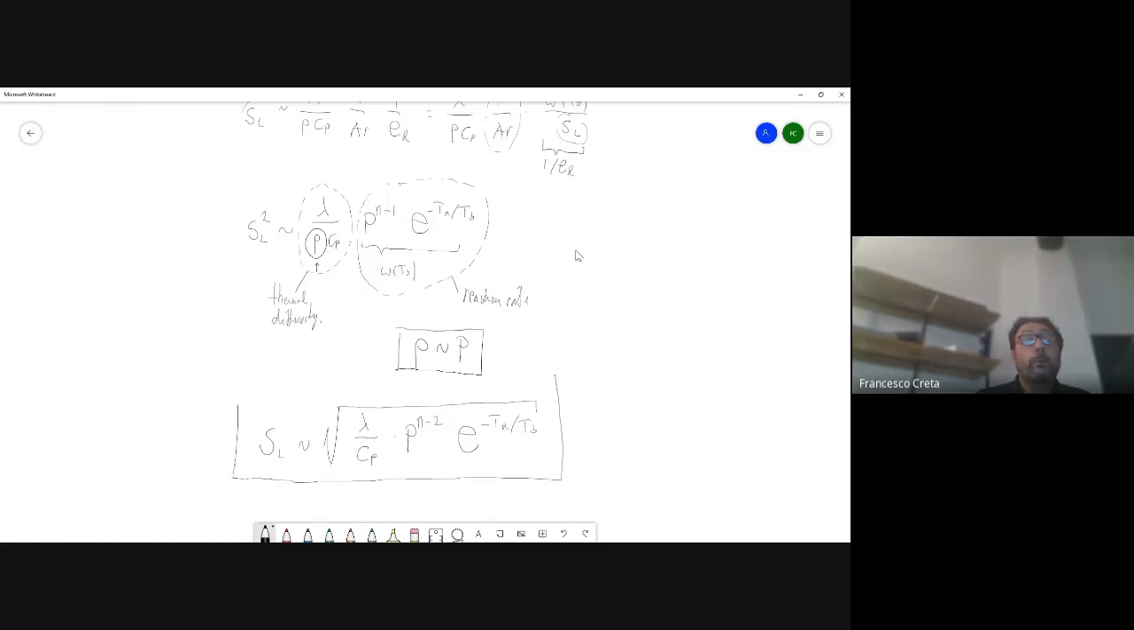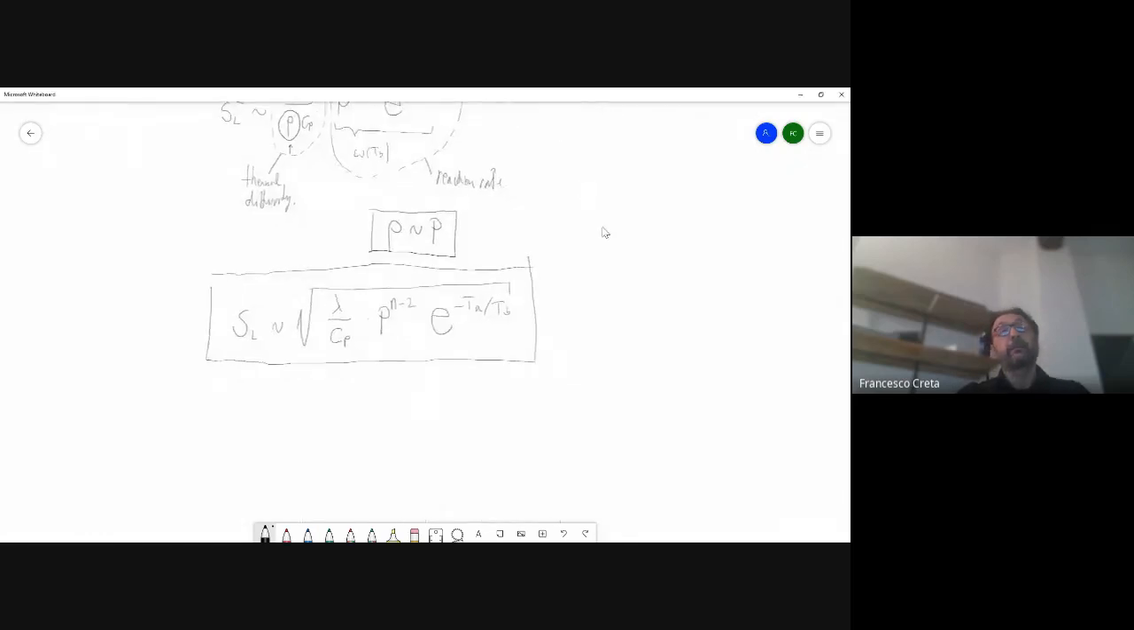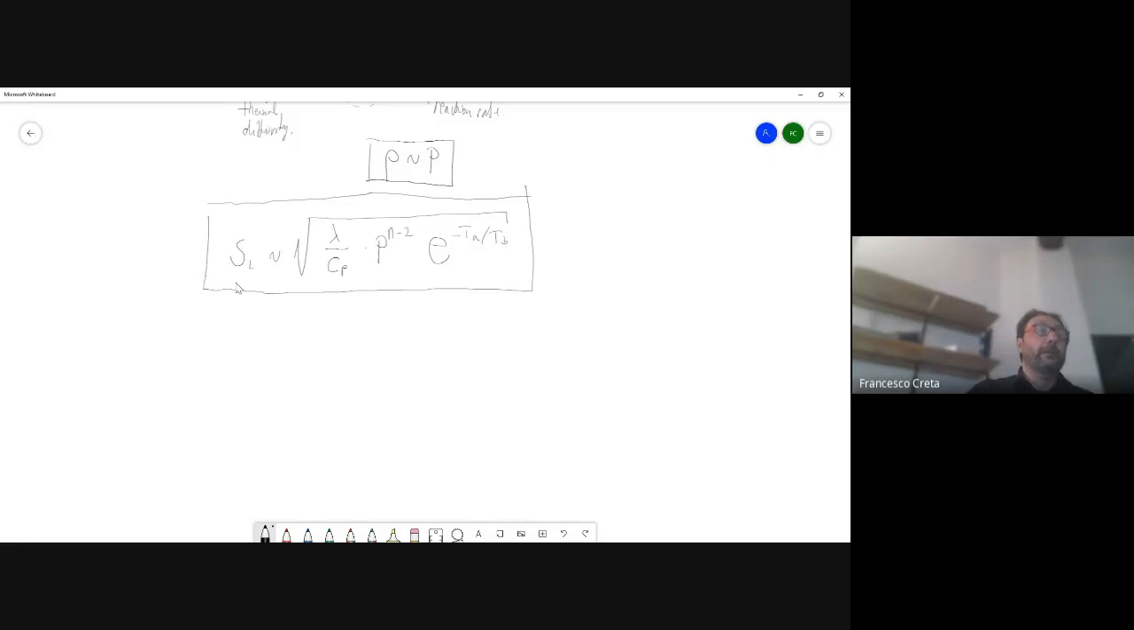Okay? Is it exact? Well, no. It tells us the main dependencies, okay, of the propagation process of a premix flame. Okay. So let me recap a little thing. So we have this first term here, which is essentially the effect of diffusive transport of heat. Okay. So again, heat conduction.